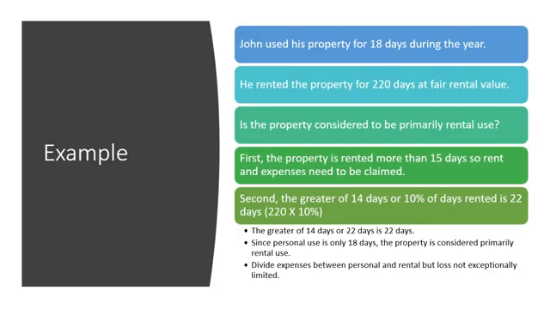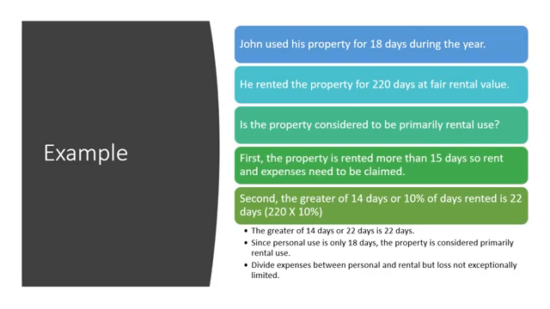Let's look at an example. John used his property for 18 days during the year. In other words, that's his personal use. He rented the property for 220 days at fair rental value. Is the property considered to be primarily rental use?